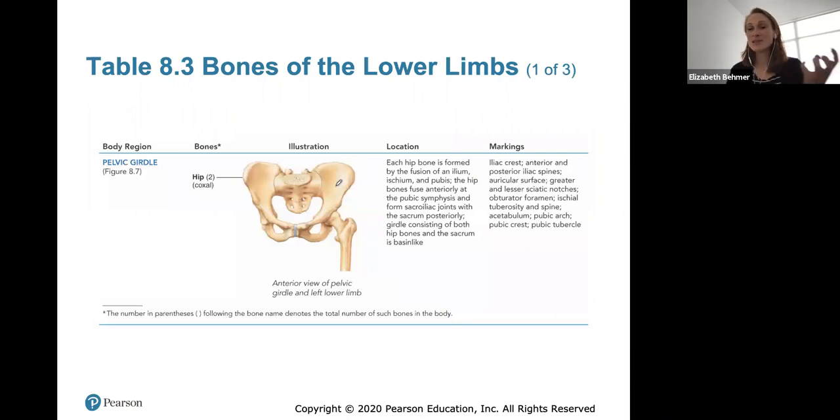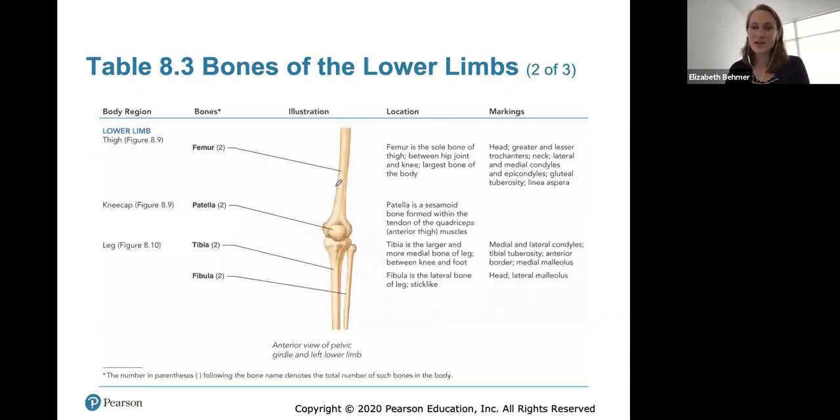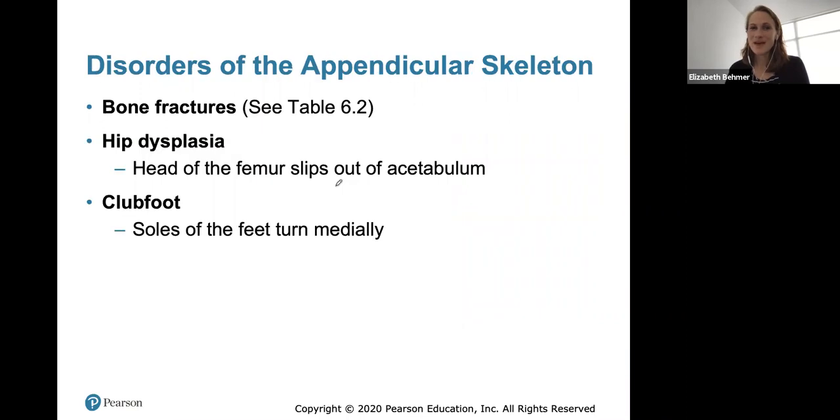So here are the bones of the lower limb that you can review on your own and a little bit of the markings with them. Disorders of the appendicular skeleton, we can get fractures, hip dysplasia where the head of the femur slips out of the acetabulum, club foot where the soles of the feet turn inward or medially.